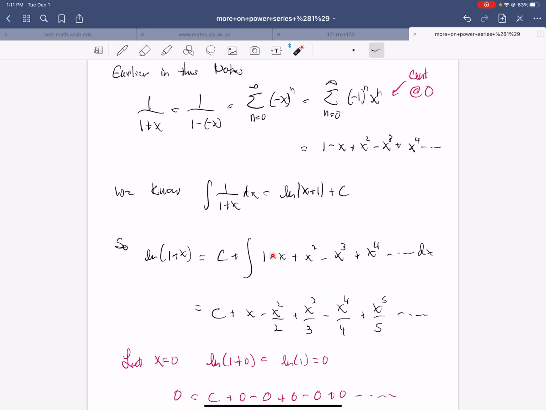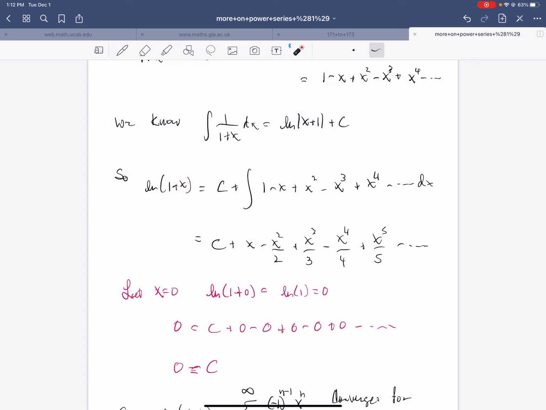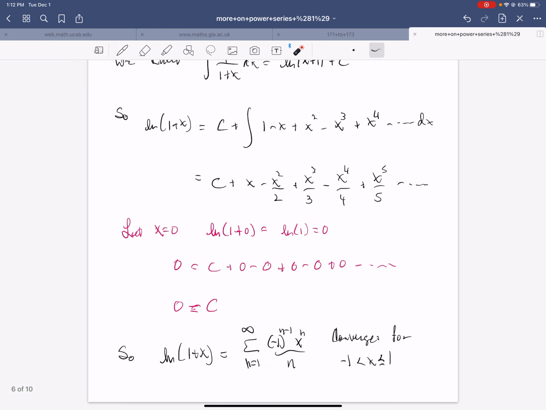Now if I let x be 0, I get the ln of 1. And the ln of 1 is 0. So this side becomes 0. And on the other side, I have a c, so that's there. And then I have 0, minus 0, plus 0, minus 0, plus 0, forever. So that tells me c equals 0. And so then I have a formula now for the ln of 1 plus x.